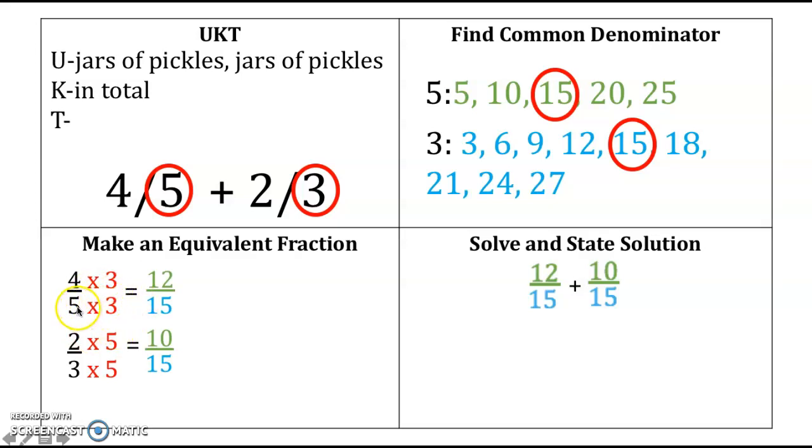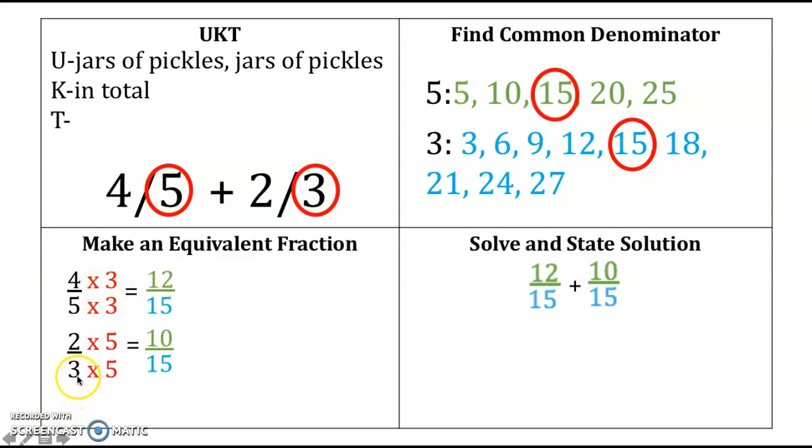So starting with our denominator of 5, I'm going to look up here. I don't know what 5 times something equals 15, so I'm going to count up my multiples. 1, 2, 3. I can see that 3 groups of 5 make 15. So that's what I'm going to multiply my bottom and my top by. 5 times 3 is 15, and I know that 4 times 3 is 12.